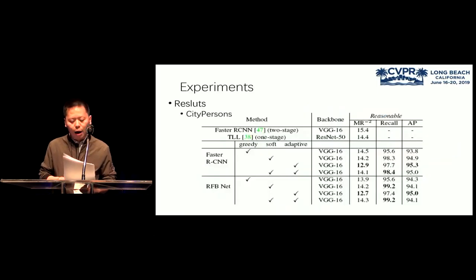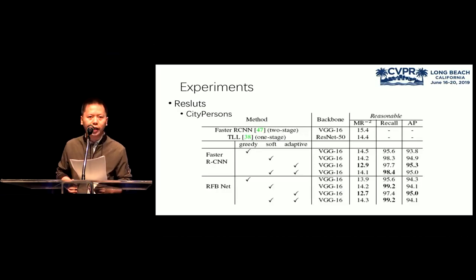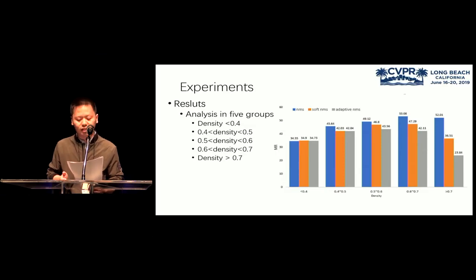We apply the adaptive NMS on the two-stage detector Faster R-CNN and the one-stage detector RetinaNet on the CityPersons dataset. Under the common metric of miss rate, the lower the better, adaptive NMS improves the performance for both detectors. We further divide the CityPersons validation set into 5 groups according to their density. When we look at the groups with higher densities, we see that adaptive NMS, denoted as the gray bar, significantly reduces the miss rate, showing its effectiveness in crowd scenes.